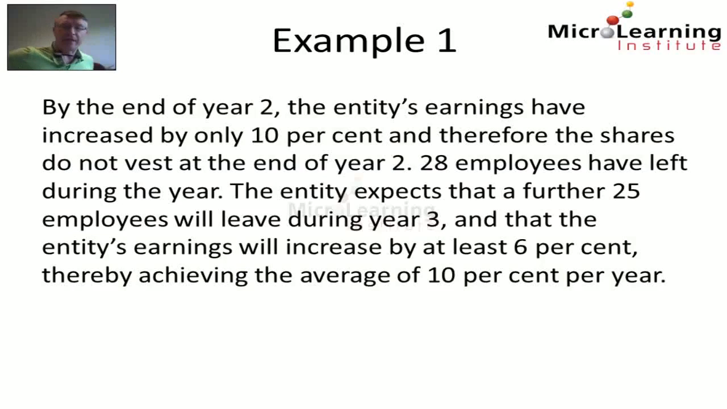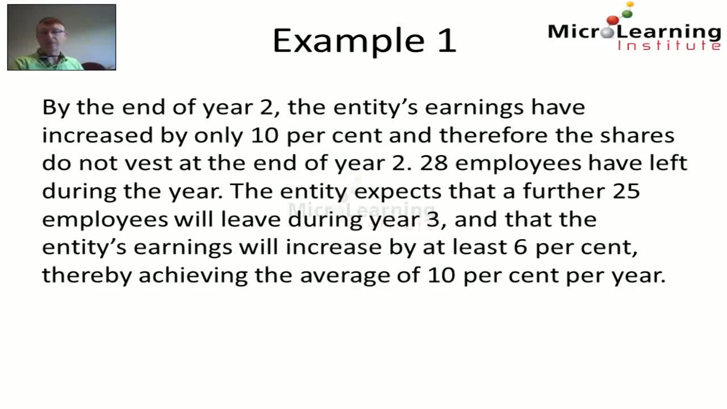Next, we are told that by the end of year 2, the entity's earnings have increased by only 10%, and therefore the shares do not vest at the end of year 2. We're told that 28 employees have left during the year, and the entity expects that a further 25 employees will leave during year 3, and that the entity's earnings will increase by at least 6%, thereby achieving the average of 10% per year.